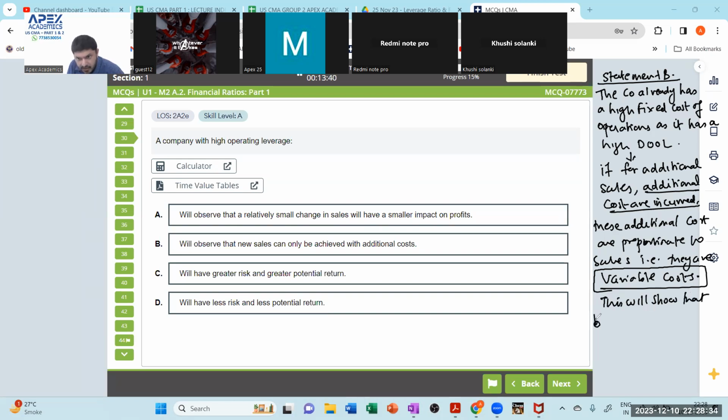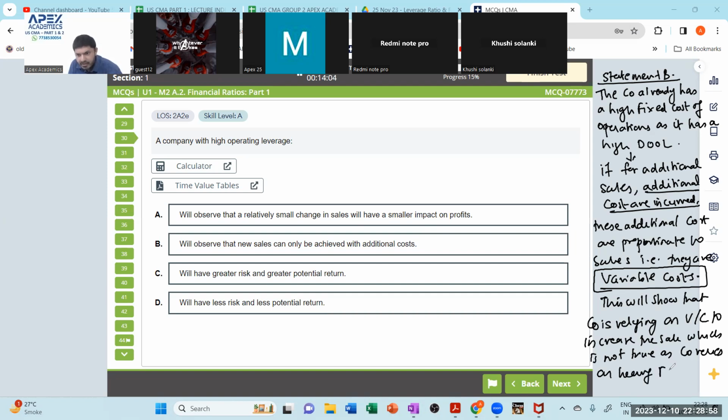This will show that company is relying on variable cost to increase the sale, which is not true, as company relies on heavy fixed cost. Yes or no? Please tell me that company relies on what? A heavy fixed cost? Yes or no? Come on, tell me. Yes. Company is relying on a heavy fixed cost?